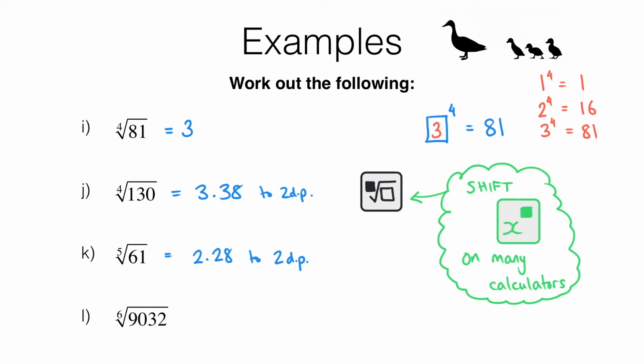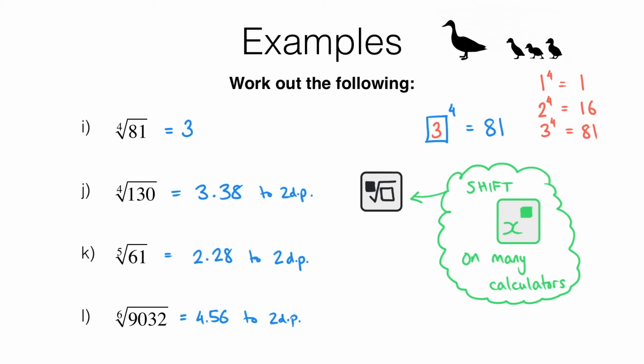Finally, let's get a little bit more practice. Do the last example. We're going to use the same function again. This time we want the sixth root of 9,032. If you put those numbers into the correct place, you're going to get 4.56 to 2 decimal places.